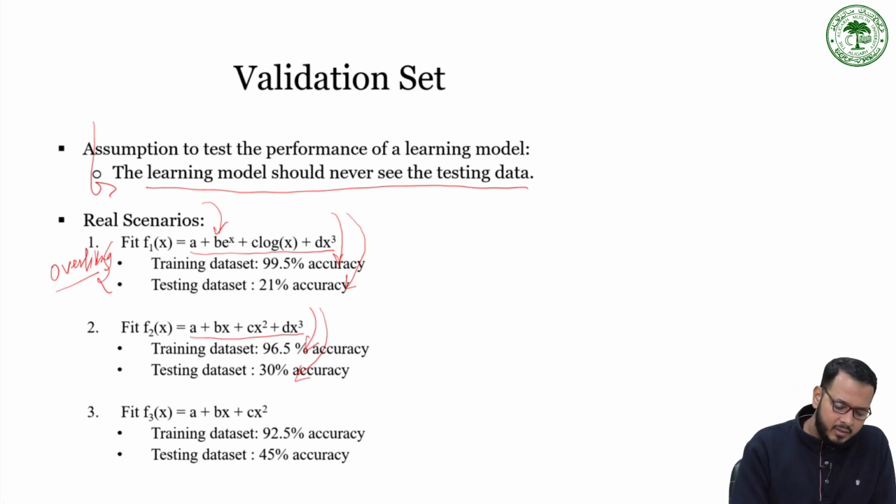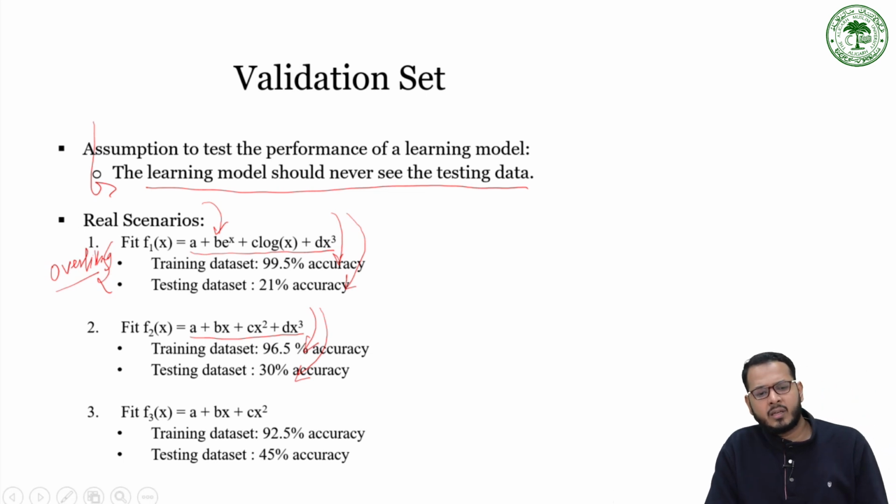I went further and considered a relatively simpler model. Once again, as you can see, a plus bx plus cx square. In this specific case, the accuracy on the training dataset is once again decent. Testing dataset accuracy also increased, but not that much. Still, there is a problem of overfitting, and we need to further reduce the complexity of the model.